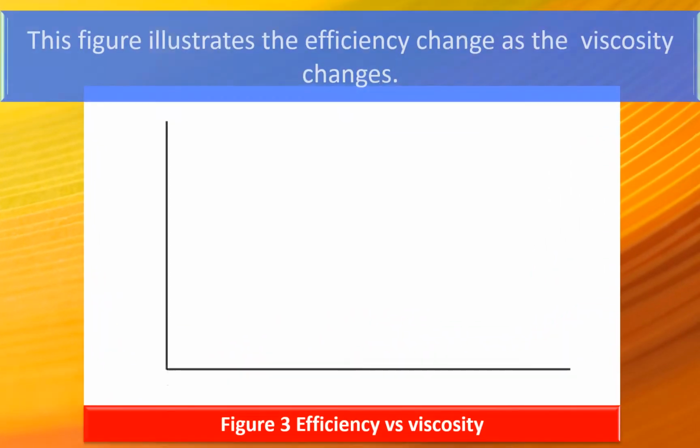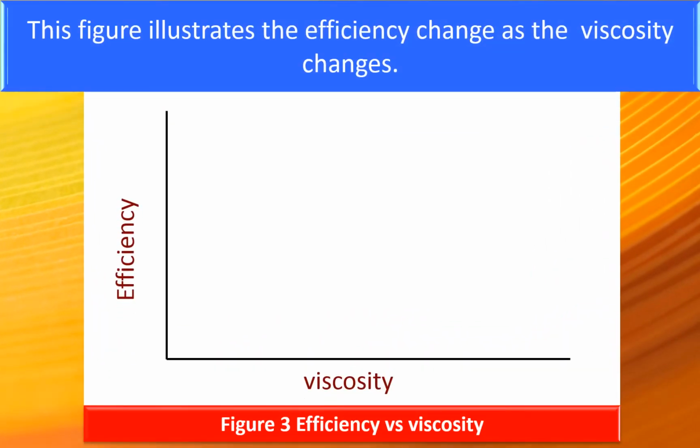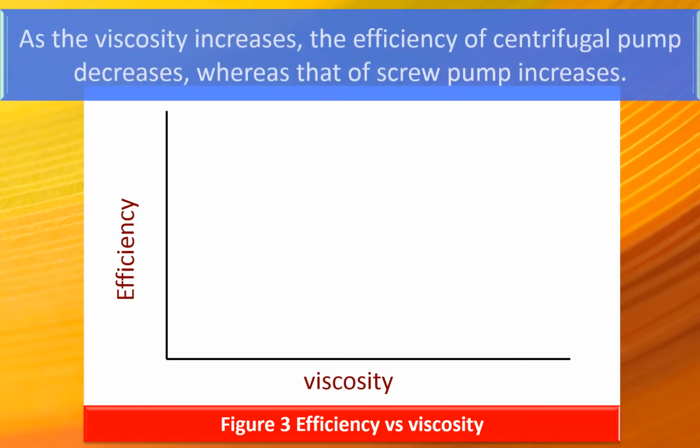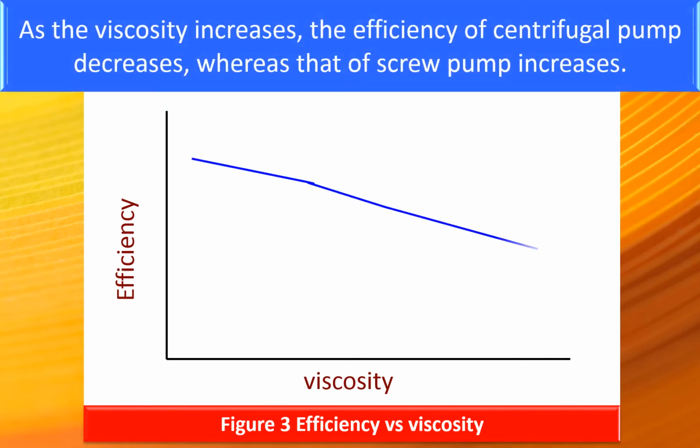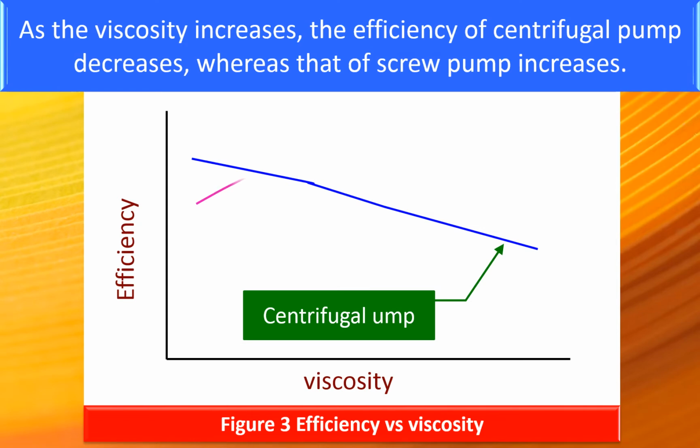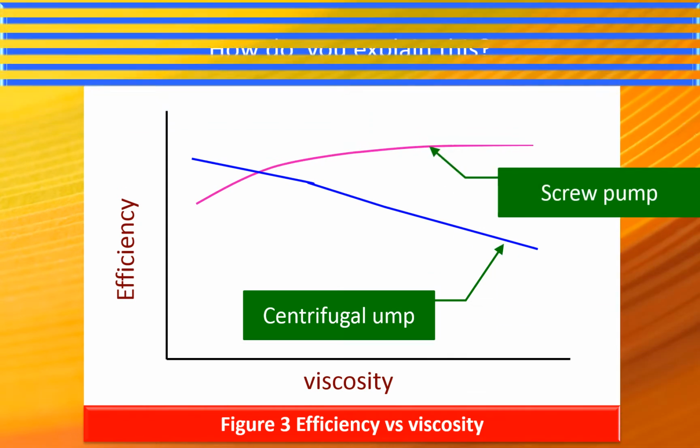This figure illustrates the efficiency change as the viscosity changes. As the viscosity increases, the efficiency of the centrifugal pump decreases, whereas that of the screw pump increases. How do you explain this?